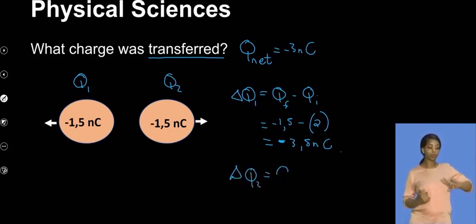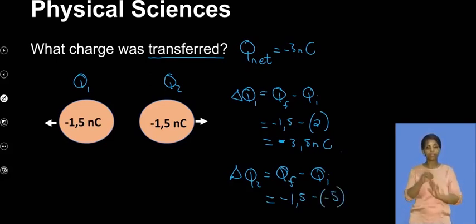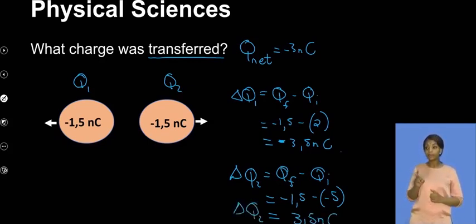Now let's look at the change for Q2. Still, we're saying Q final, which is our Q new, minus the initial charge before they were brought into contact. Now the final is negative 1.5, which is the same as the final charge for Q1, minus the initial one, which was negative 5 nanocoulombs, right? So if you simplify that, it will give you negative 1.5 plus 5, which gives you positive 3.5 nanocoulombs. So delta Q2 is equal to positive 3.5 nanocoulombs. What does that mean? It means this one lost, or it became more positive.